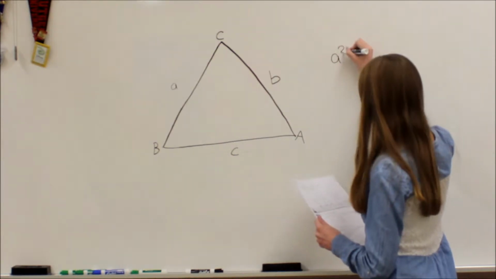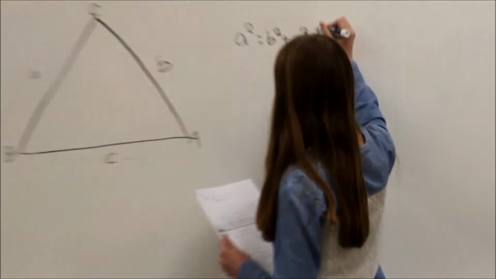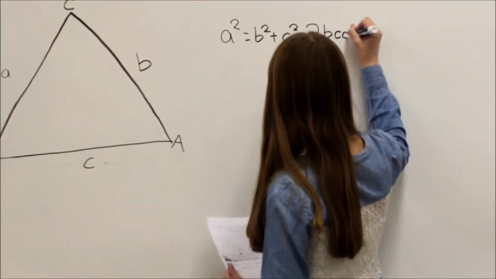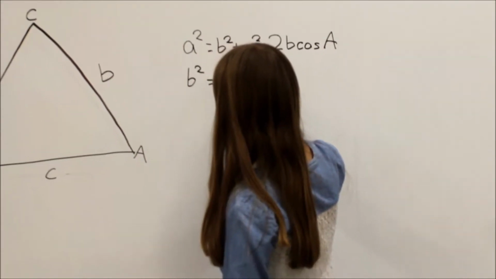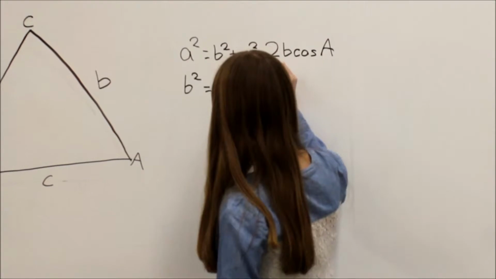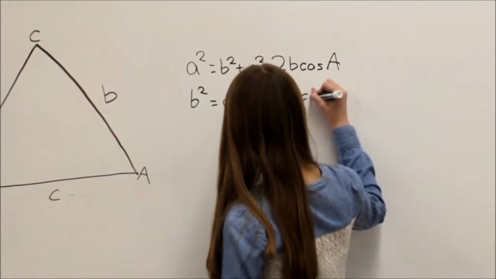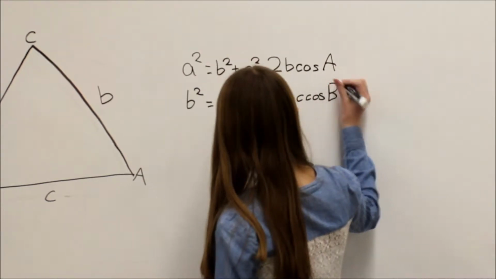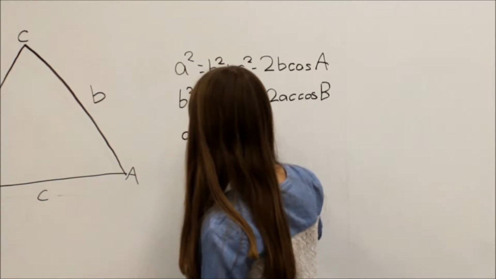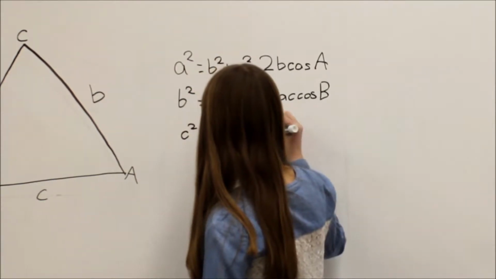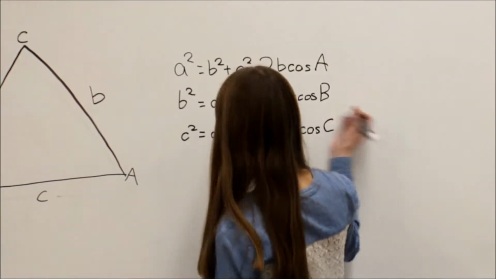a squared equals b squared plus c squared minus 2bc cosine A. b squared equals a squared plus c squared minus 2ac cosine B, and c squared equals a squared plus b squared minus 2ab cosine C. So they're all here.